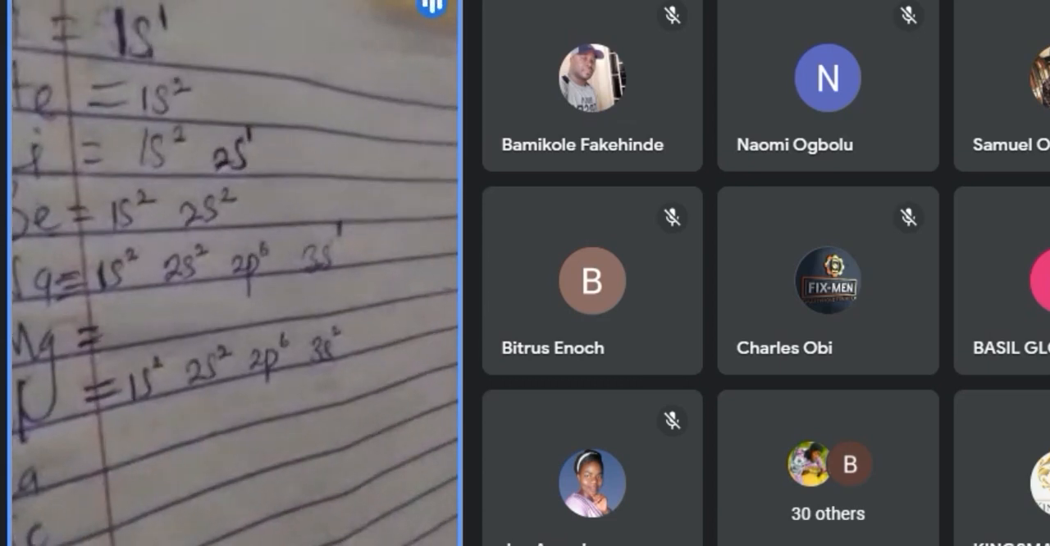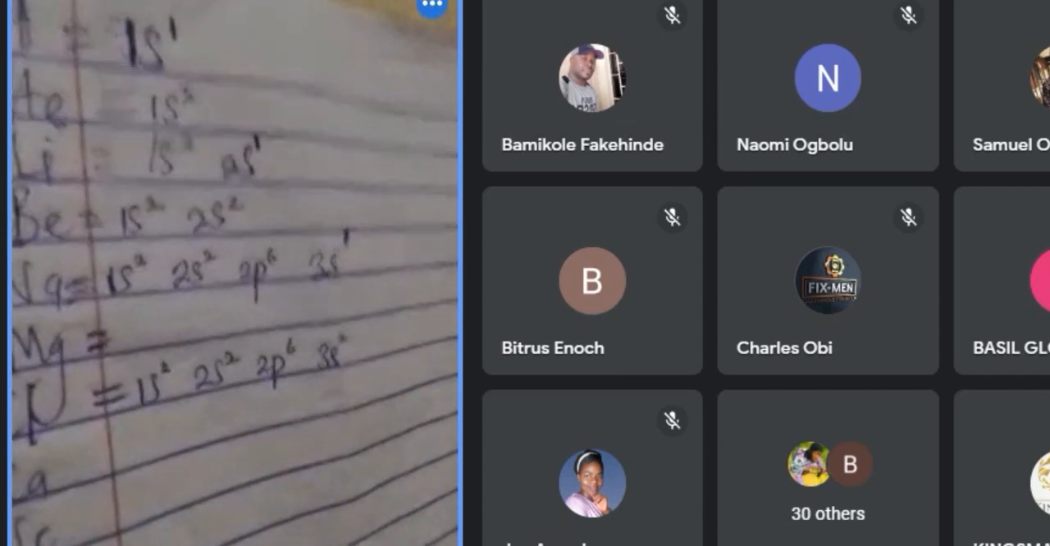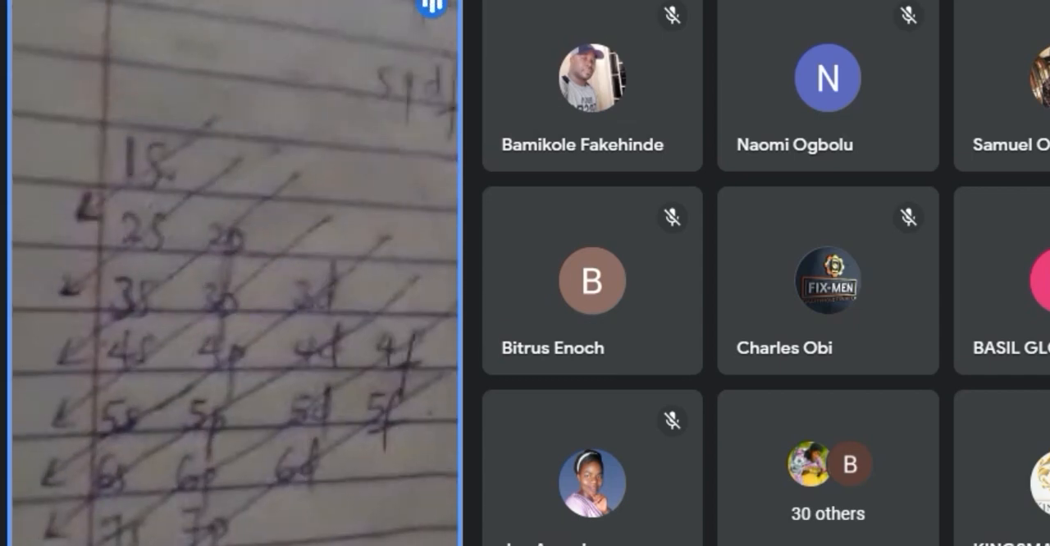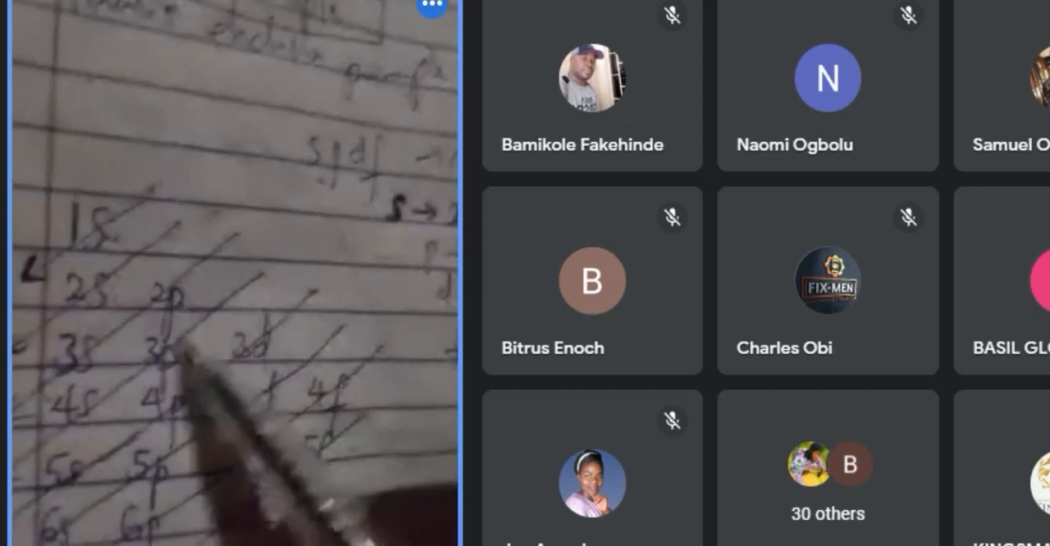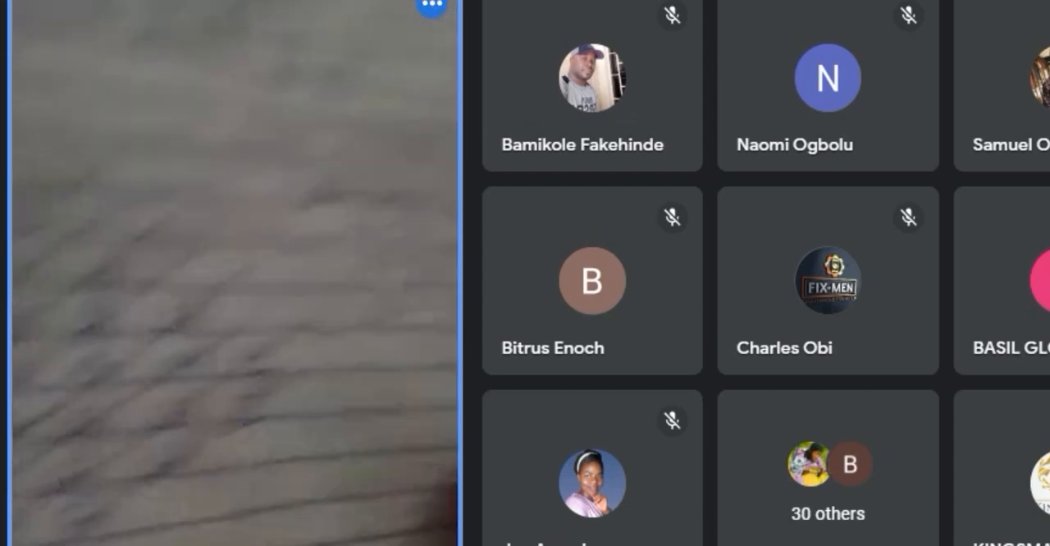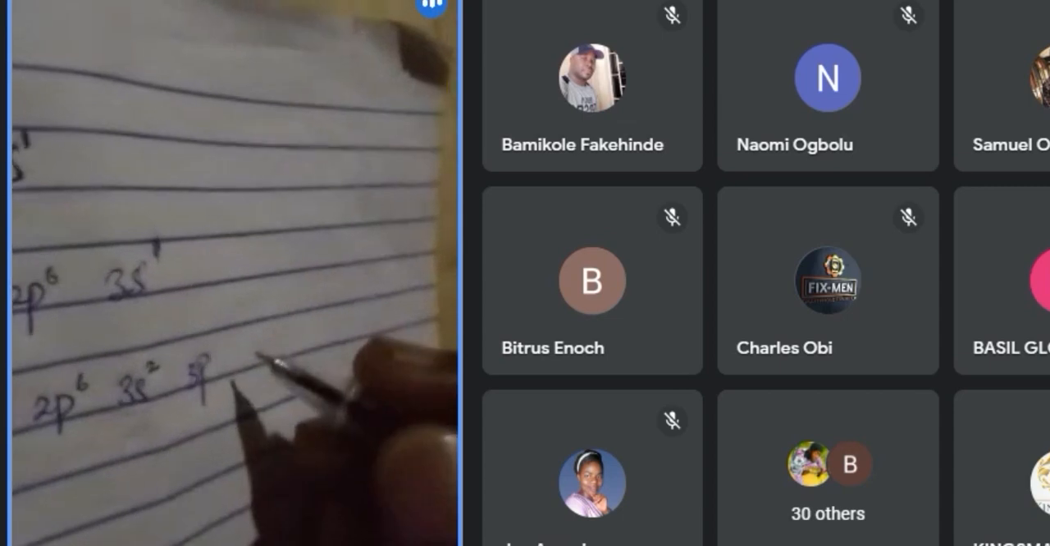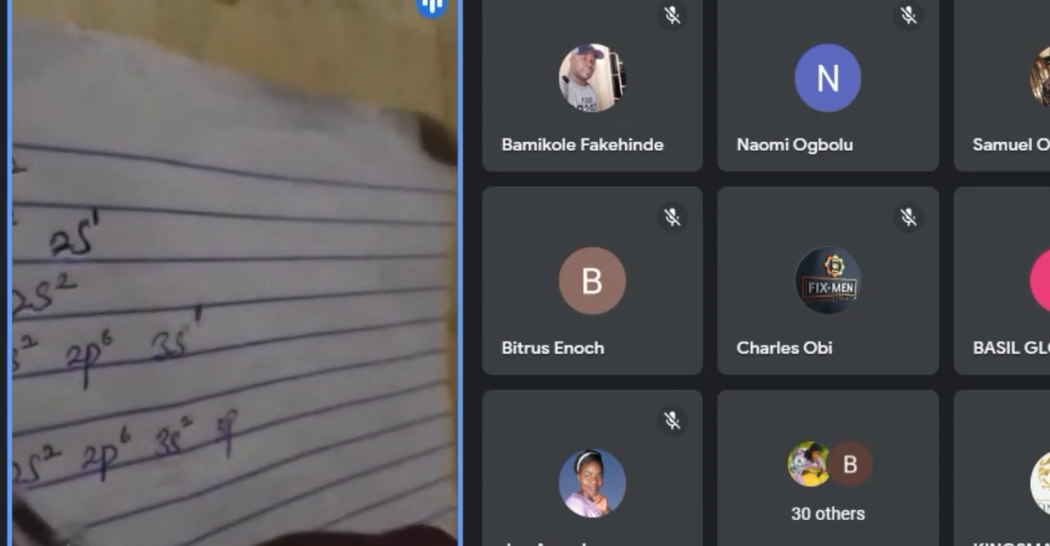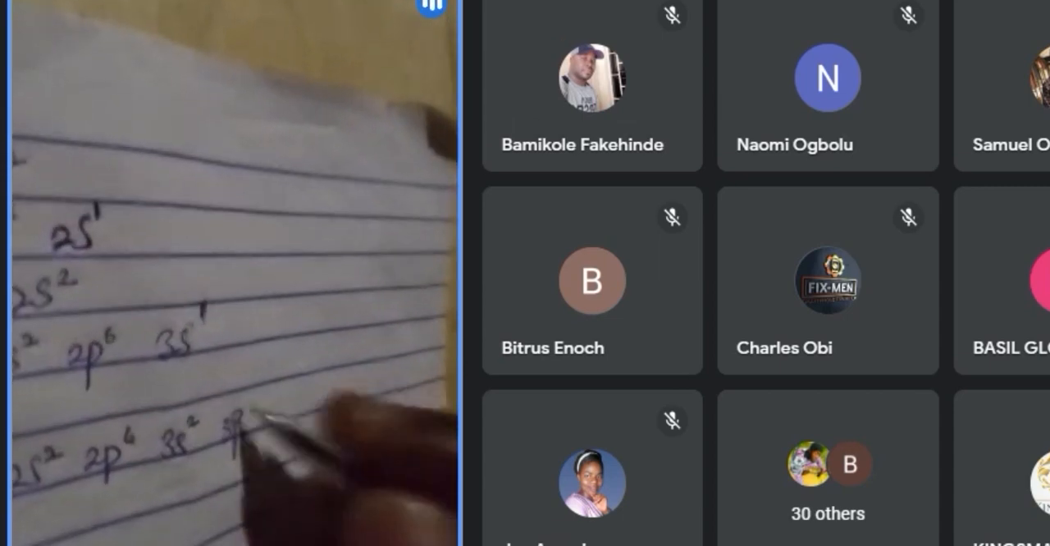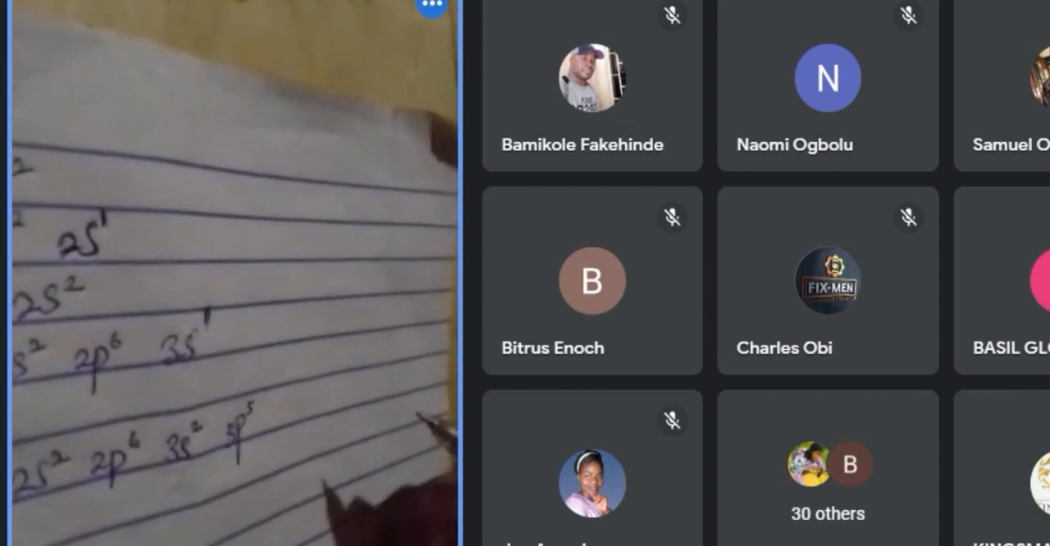After 3s2, the next energy level is 3p. If you go and check it, you see 3s. After 3s, it comes to 3p. So 3p what? Because we need only just 5 now. This is 10, 12. We need just 5. So it will be 3p5.